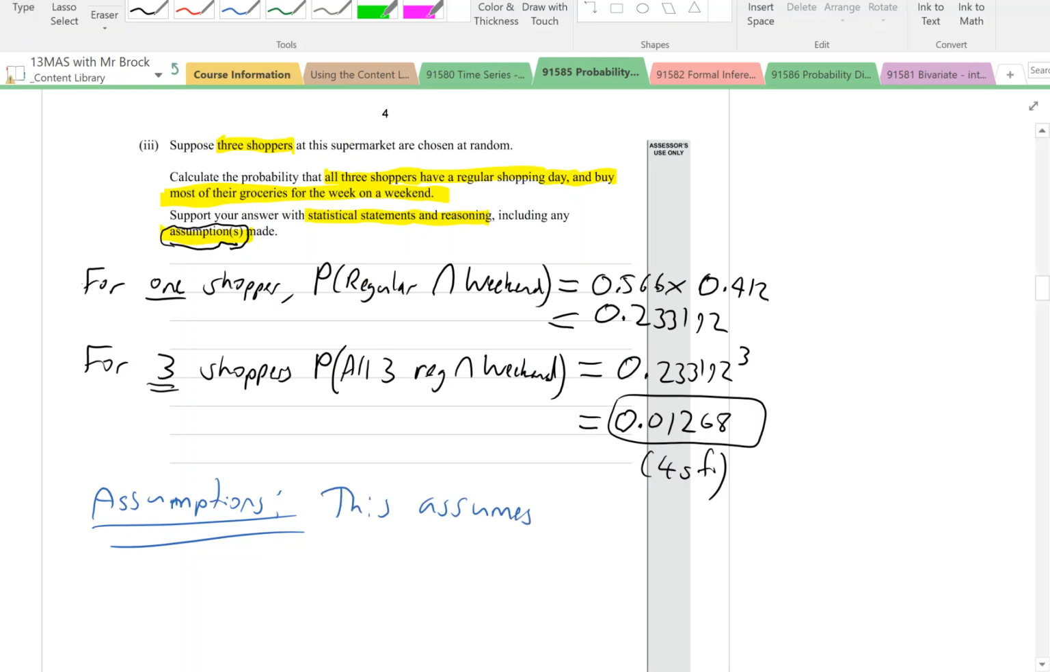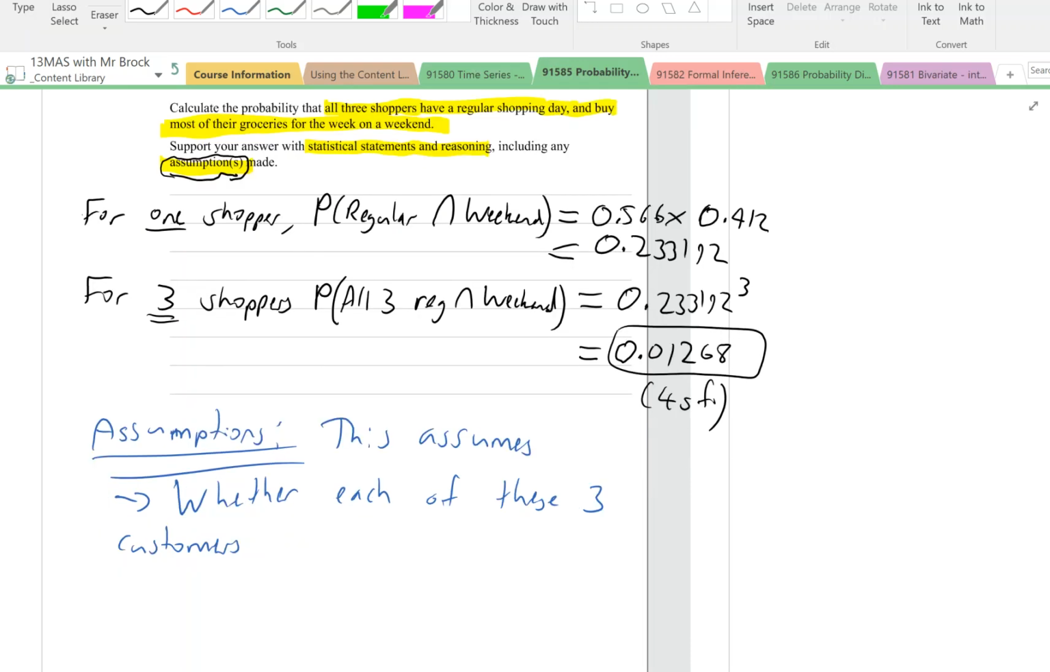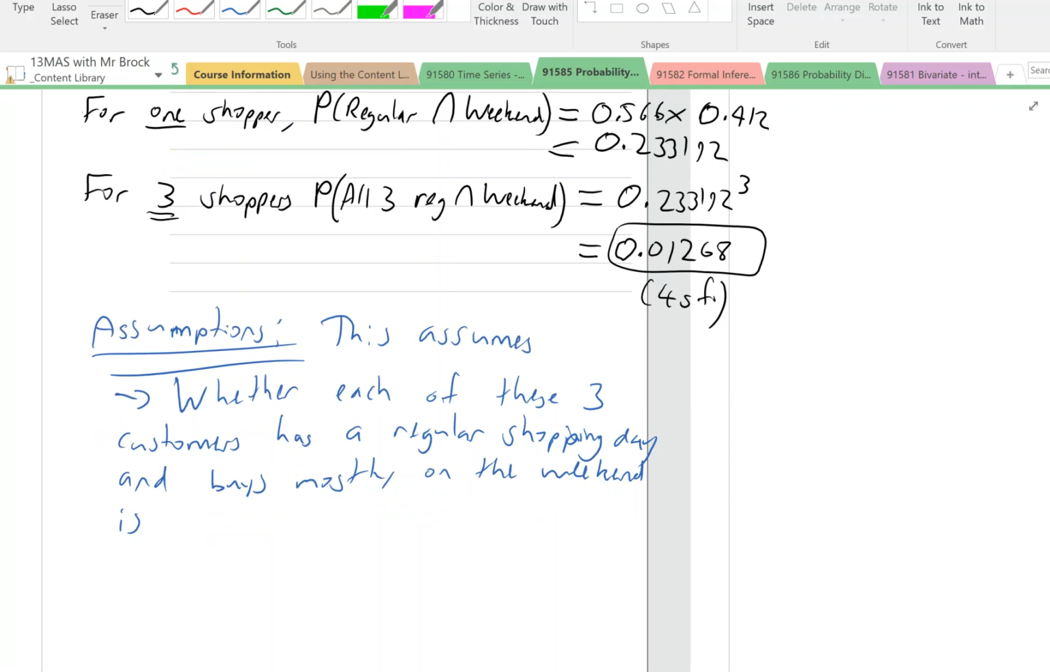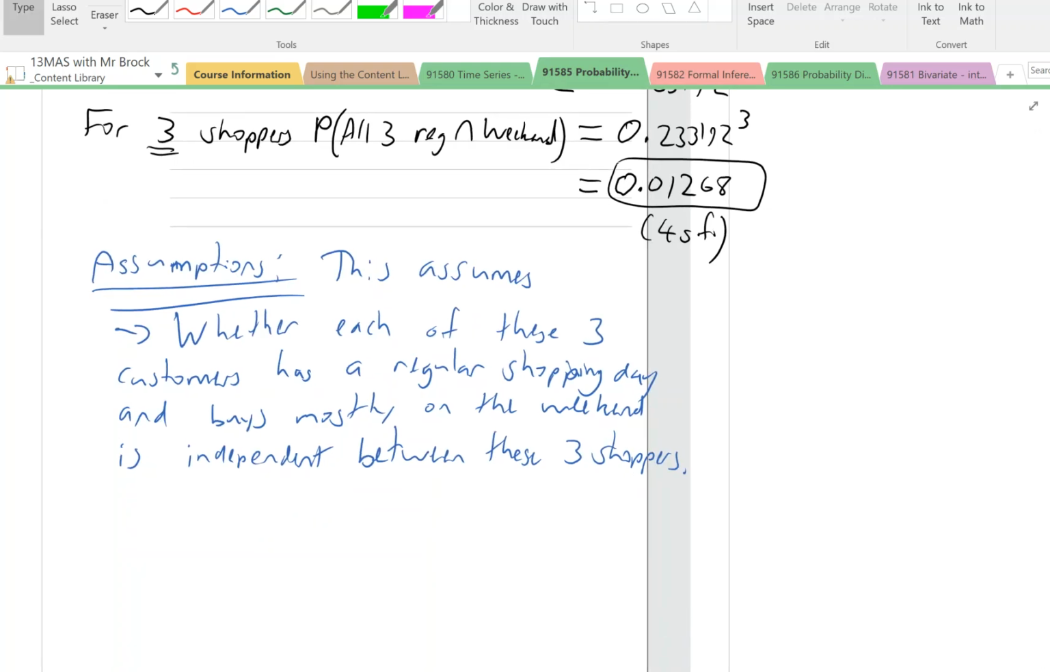So this assumes that whether each of these three customers has a regular shopping day and buys their groceries on the weekend is independent between these three shoppers. In other words, that they have no influence on each other's shopping behaviours in that way. And it's probably a reasonable assumption.